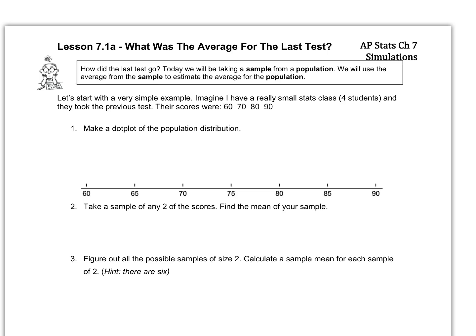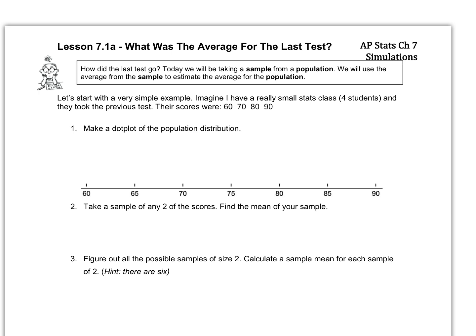We all know that. Today we're going to take a sample from a population. We're going to use an average from the sample to estimate the average of the population. And we're going to pretend this population is very, very small. A 4-person class. All right? 4-person class. And there's the grades. 60, 70, 80, 90. Okay? Obviously I have bigger classes than that. However, we're going to keep it small for a reason. All right? We'll get to that in a minute.